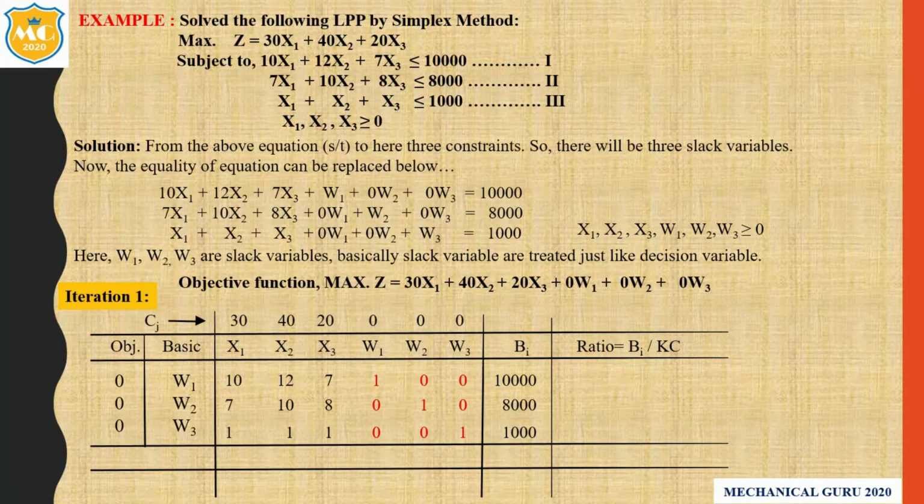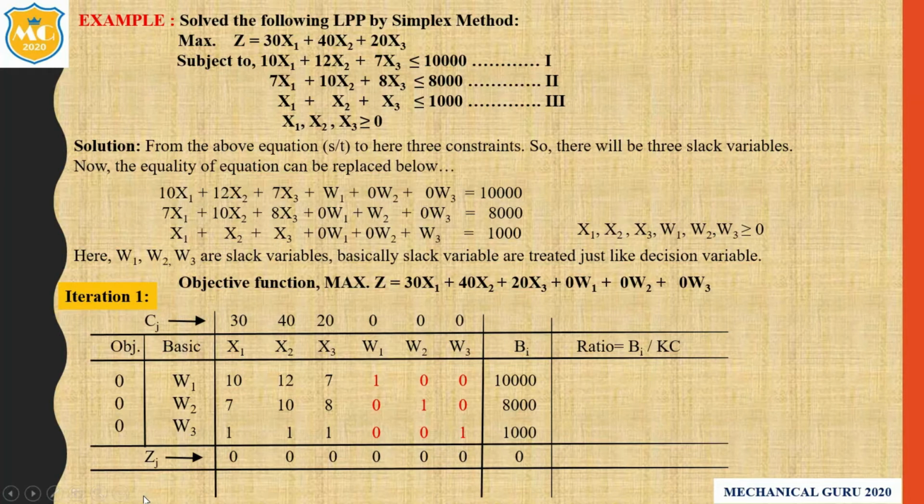Okay. Now we have to find the Zj, that is the objective function value. In the first iteration, Zj value is always 0. Why 0? Because here all the signs are less than or equal to. If any sign is greater than or equal to, then the value may be different. So when the sign is less than or equal to, always consider Zj values as 0.